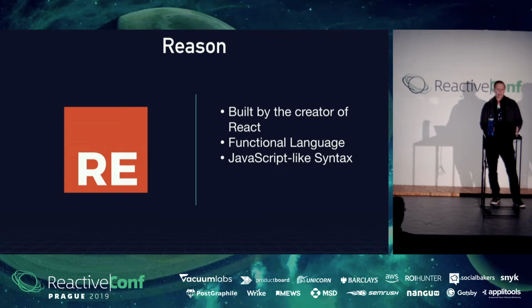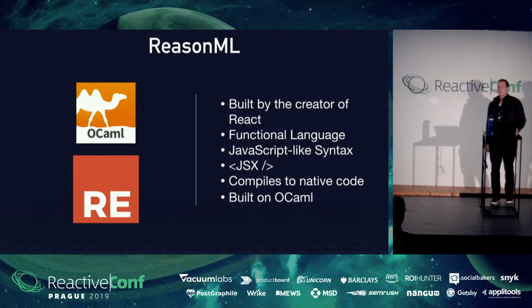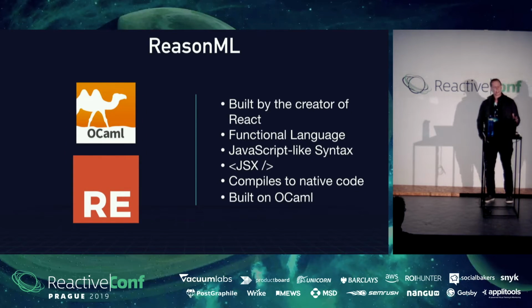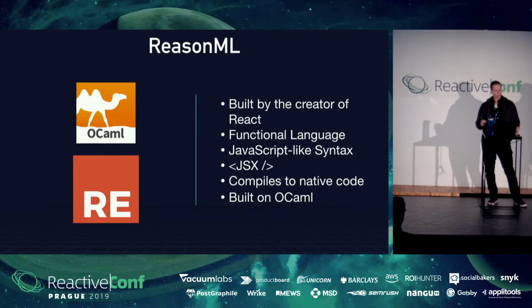It looks like JavaScript. It has JSX out of the box. But importantly for me, it could compile to native code. And it actually isn't really a new language. It's sort of a wrapper on an existing language, OCaml, which has been around for a long time. And it's invested in by various companies like Jane Street.